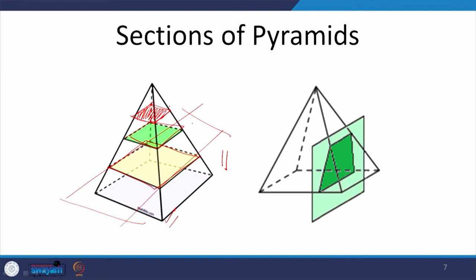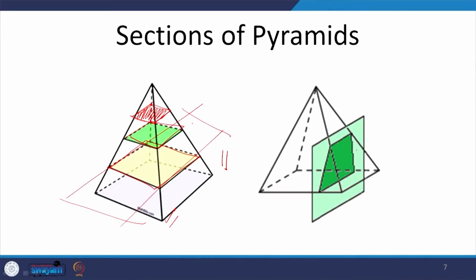Now, if it is perpendicular to the base, what happens in that case? In case of a square pyramid, this is a square pyramid, just assume that this was perpendicular like this.